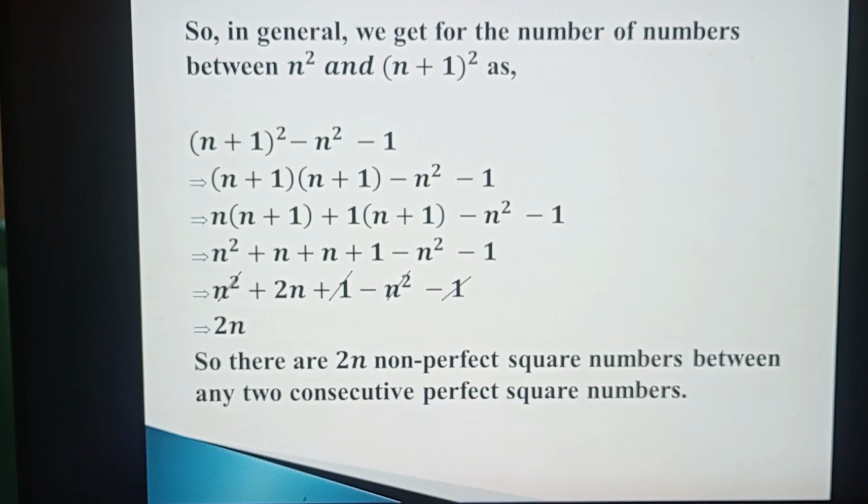So in general, we get the number of numbers between n squared and (n plus 1) whole squared as (n plus 1) whole squared minus n squared minus 1.